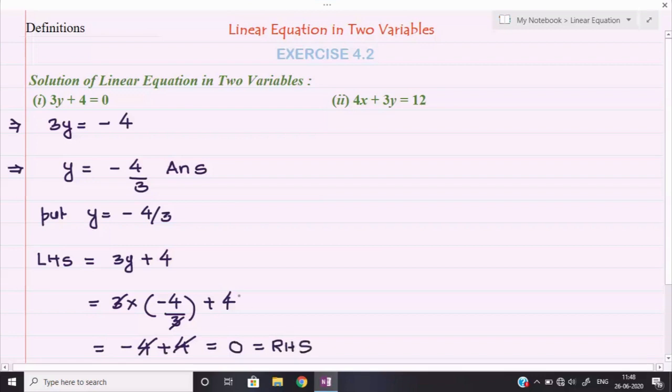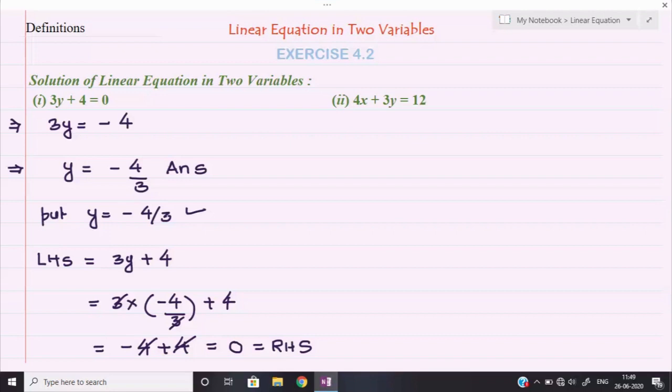So see, whatever value of y I have got after solving the equation, if that value of y I put in the given equation, then that value satisfies the given equation. Satisfying the given equation means when you put the value of y in the given equation, LHS and RHS come out equal. See, RHS was given as 0, and if I solve the LHS by putting in the value of y, LHS is also becoming 0.